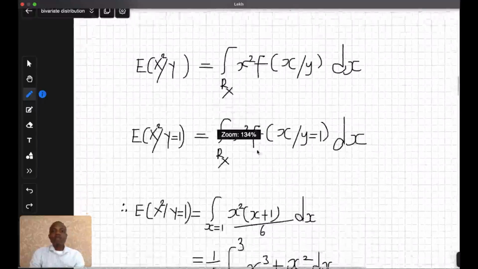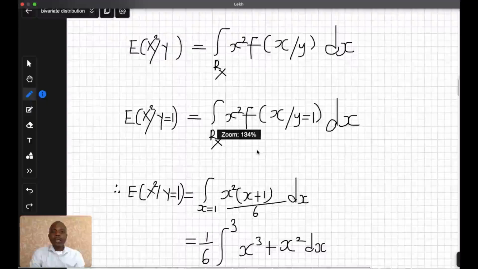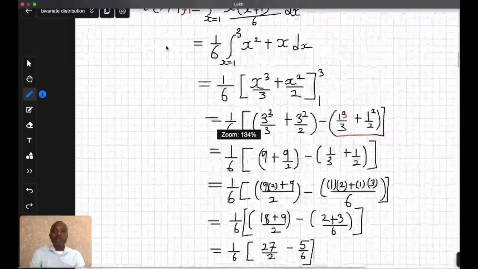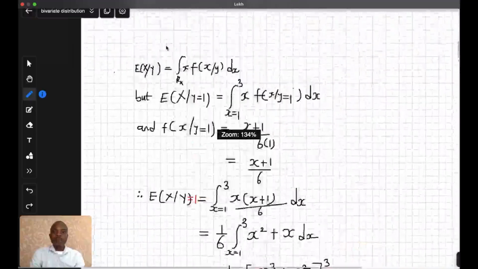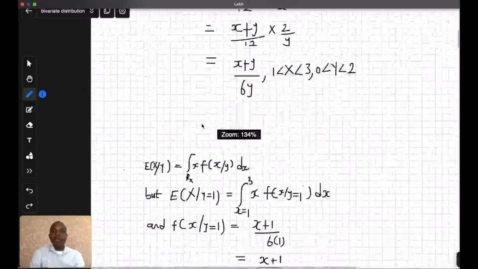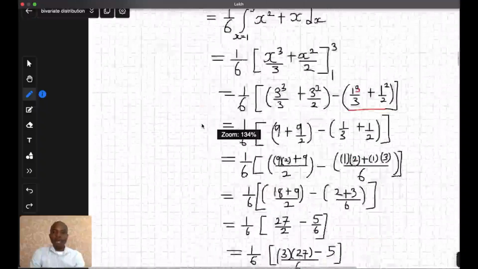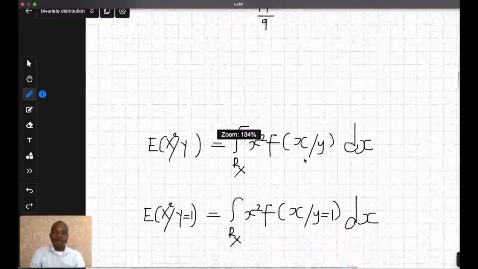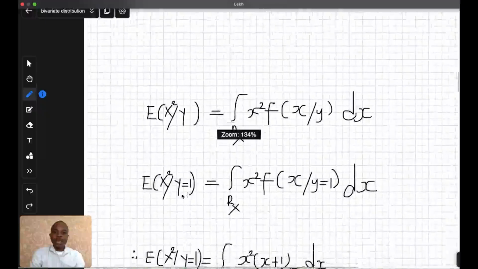Now, coming to the second one, you have the expected value of x squared. We are still trying to find the variance now. We found the mean for the function that we called the marginal distribution of x given y. Now we are looking for the expected value of x squared given y, and that will be equal to this. So in the case where y is equal to 1, the expected value of x squared given y equals 1 will be what we have on the board.